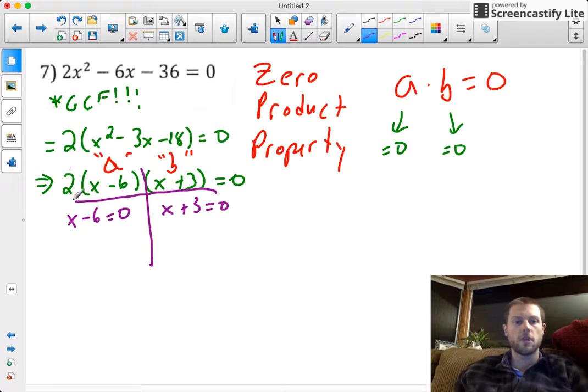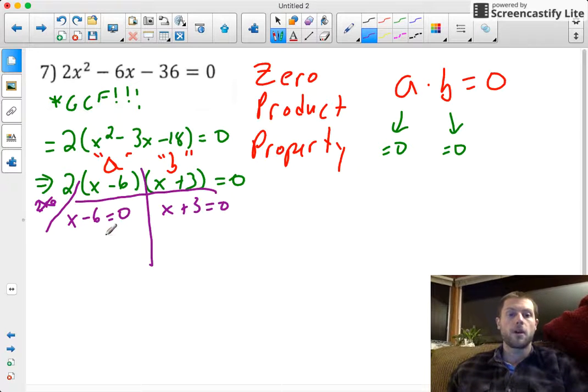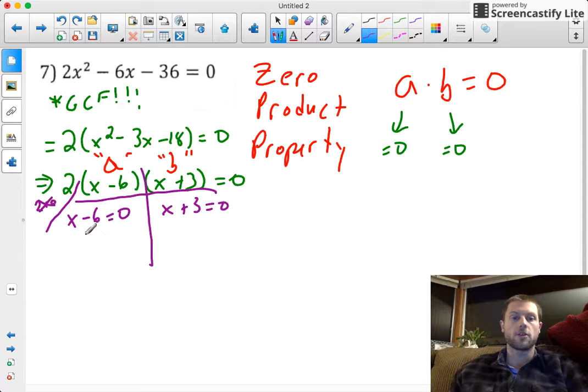Now you notice that there's another factor in this thing too. So I could technically set 2 equal to 0, but that's never going to happen since 2 is never going to equal 0. So I don't care about this factor here. If this had another x in it, then yeah, sure, I would care a lot about it. But here I have these two linear factors. Let's solve for x for both of these things.